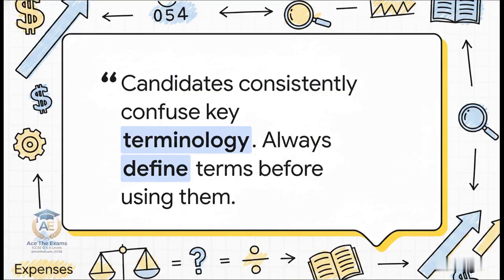When you are writing out a long, extended response, do not ever assume that the examiner knows that you know what a term means, right? If you're discussing specific operational expenses versus capital expenditures, you must define them briefly before you analyze them. Precision in your language proves the absolute depth of your knowledge.